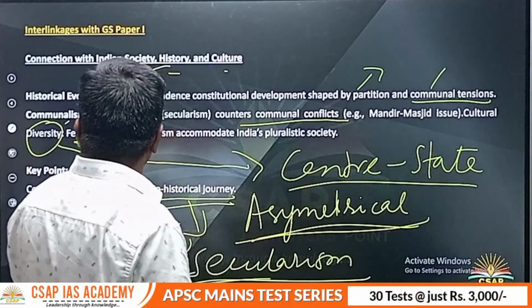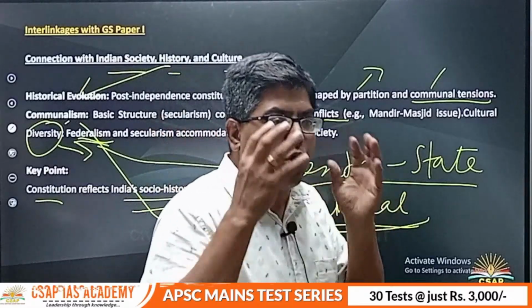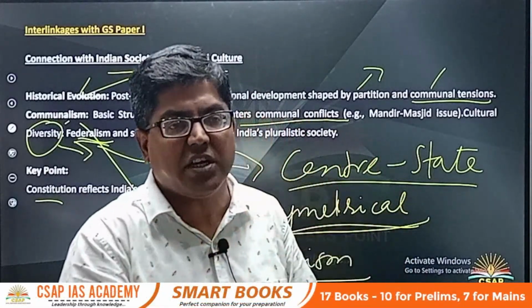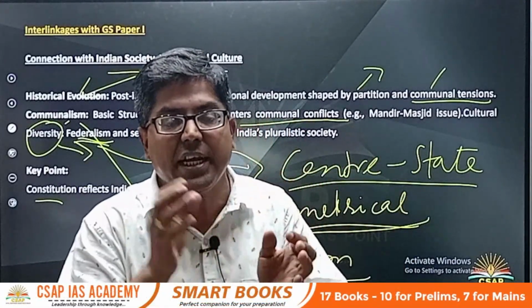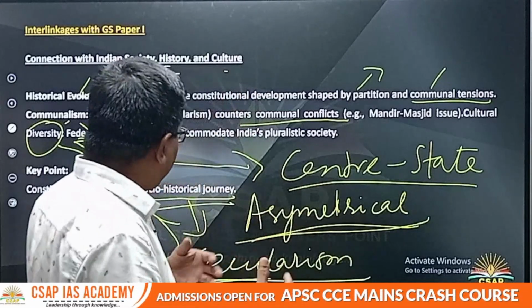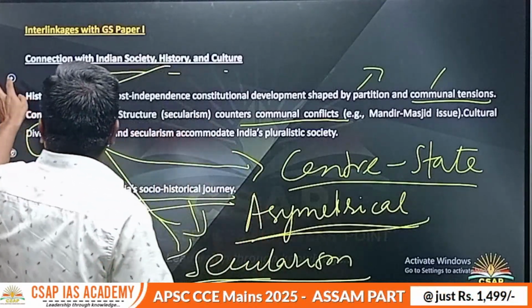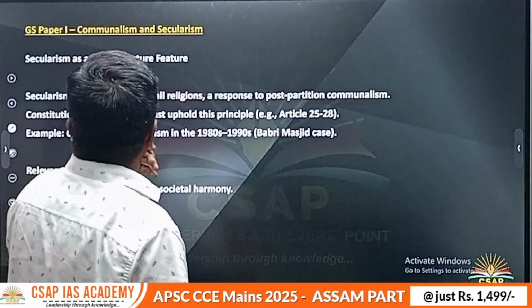So similarly, in order to navigate the diversity, we have federalism, and this federalism has also been declared as one of the basic structure. So that means that diversity needs to be accommodated in such a way, right, that it becomes productive. Okay, so let us move to other.